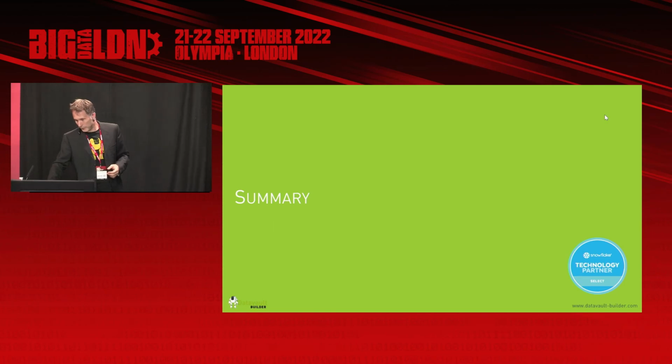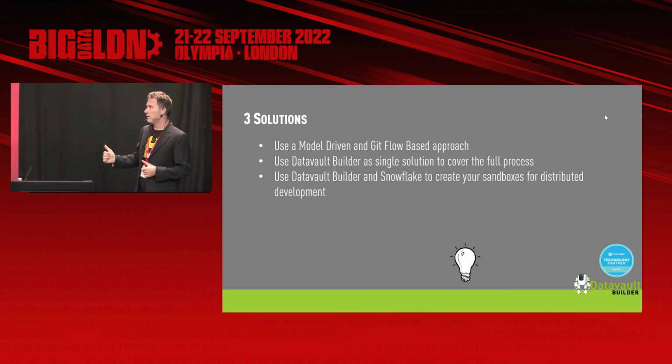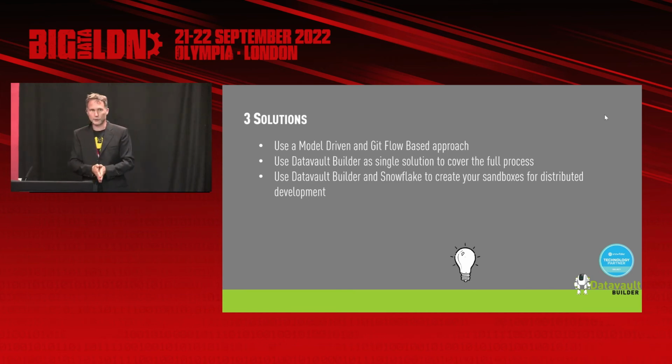So a very, very short summary. Our solution to create a working CI/CD implementation is to use a model-driven approach. Don't work on the code level. The code level can change, even if the requirements didn't change. Use the Git flow-based approach.